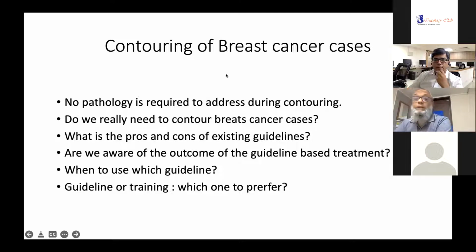So in breast cancer contouring, we know that this is a unique scenario where mostly we do adjuvant radiotherapy, so there is no pathology. Normally we treat the normal anatomy, mostly post-operative. So this is different from others, where somewhere we need to address the pathology. Here we don't address that.